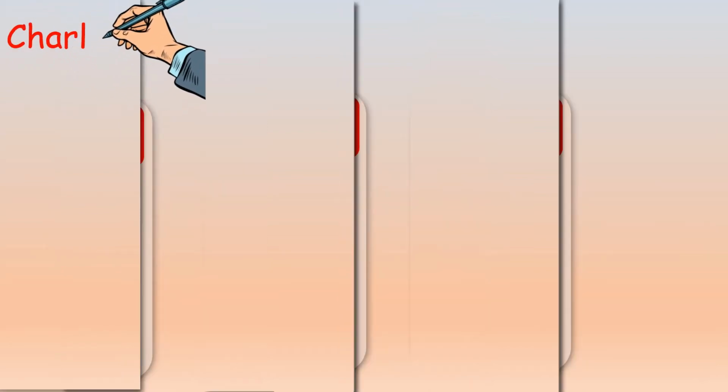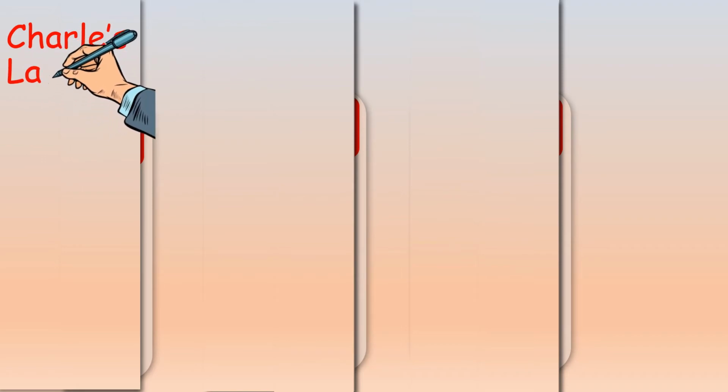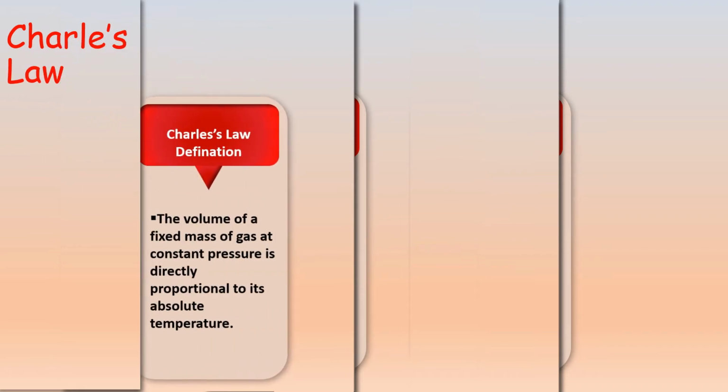So for the second law, we will look into Charles' law. According to Charles' law definition, the volume of a fixed mass of gas at constant pressure will be directly proportional to its absolute temperature.